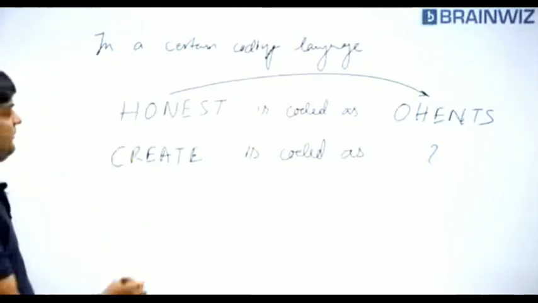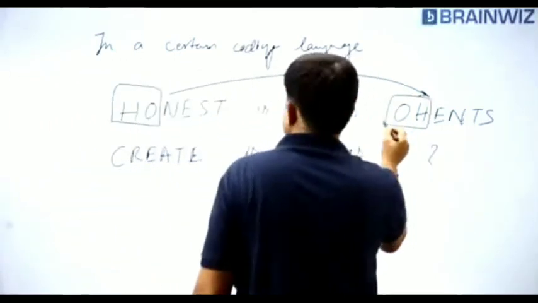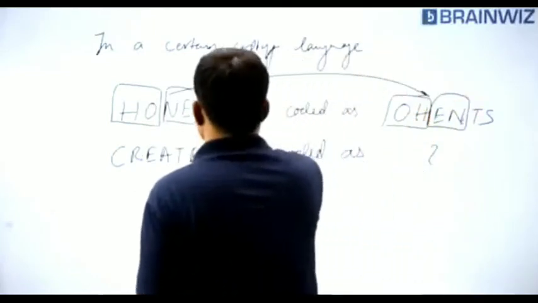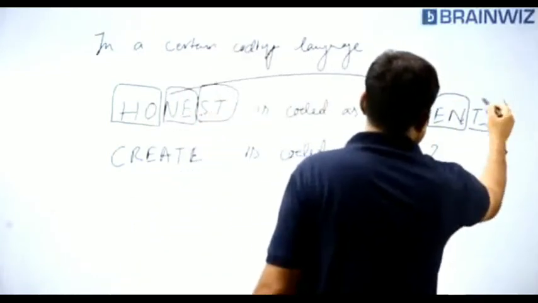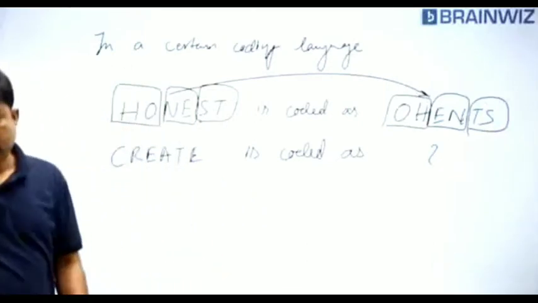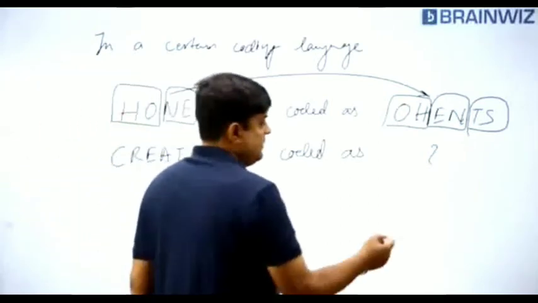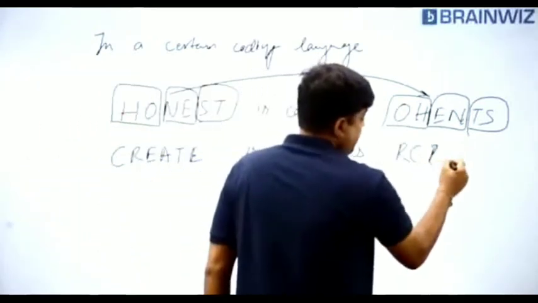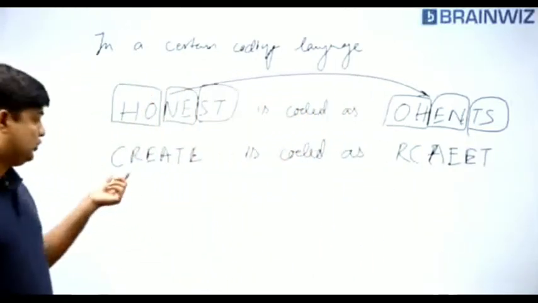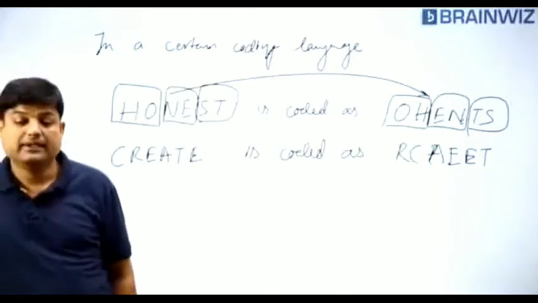Let's see the logic here. H-O, reverse it: O-H. Then N-E, reverse it: E-N. Then S-T, reverse it: T-S. So like this, you have reversed. Following, everybody? So here also we have to reverse. C-R, reversed is R-C, A-E, E-T. So two letters we are reversing. Are you understanding, everybody? Yes or no?